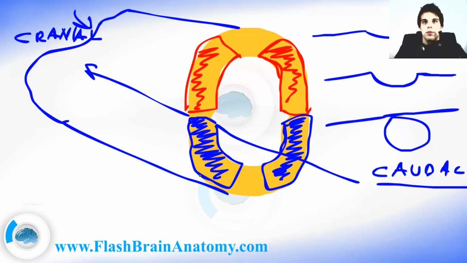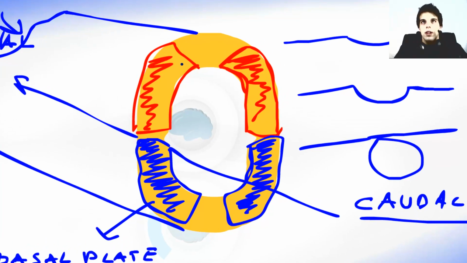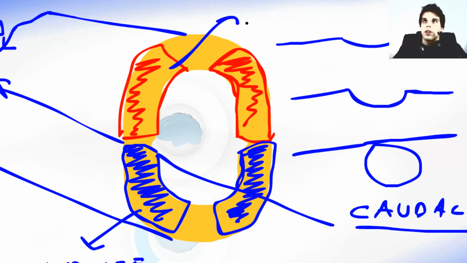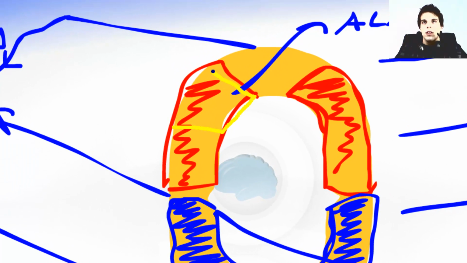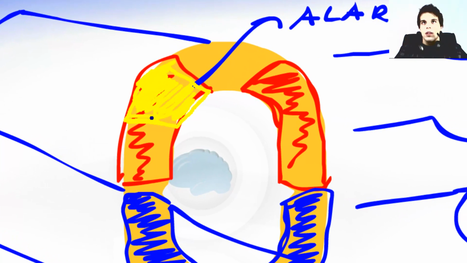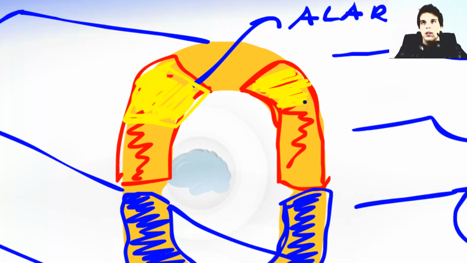Now let's get back to the neural tube. Let me write this. This was the basal plate on the ventral side, and this was the alar plate on the dorsal side. The dorsal part of the alar plate is important for environmental perception or somatic sense. The more ventral part is important for the introspective perception.